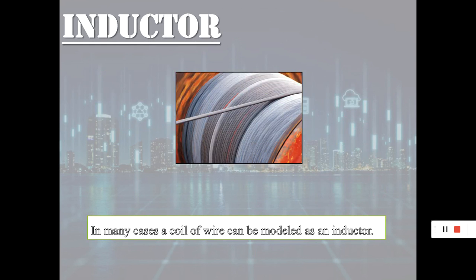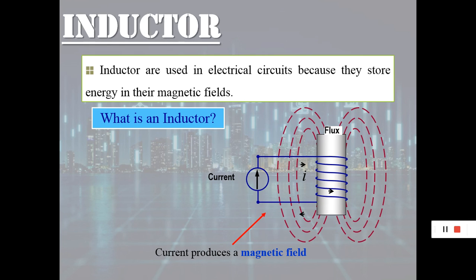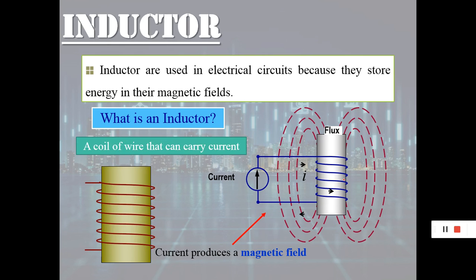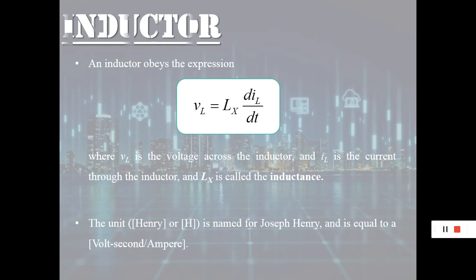So we move on to inductor. What is an inductor? An inductor is a coil of wire that can carry current. It is used in electric circuits because it can store energy in the magnetic field. That is one of the factors why the inductor is used in electric circuits.